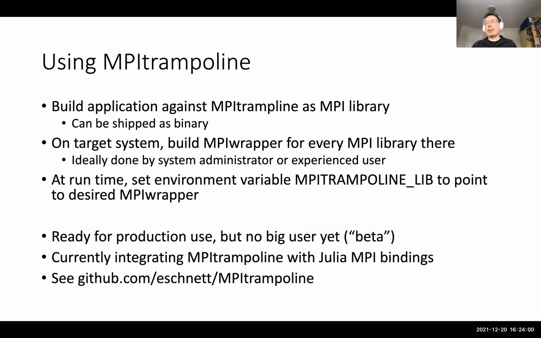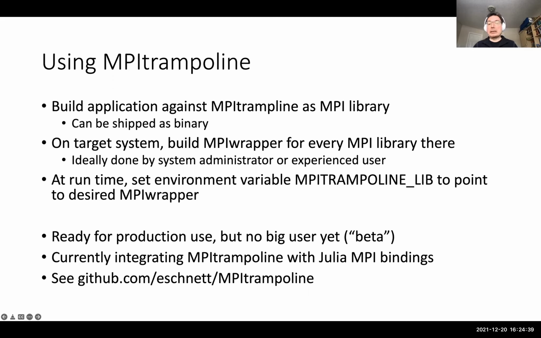Now, if you use MPItrampoline, that just repeats the things from 2 slides ago. You build your application against MPItrampoline as the MPI library in the usual way, nothing special there, and you can ship that as a binary. On the target system, you need to build the MPI wrapper around every MPI library there. It's ideally done by a system administrator, and that needs to be done only once on every target system. It's kind of a startup. And then at runtime, you set an environment variable or similar to point to the MPI wrapper that you use, and then you're running with that MPI implementation.